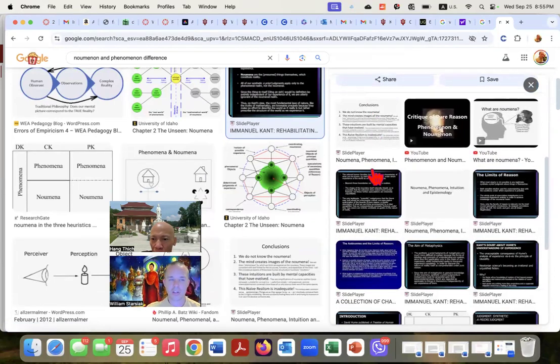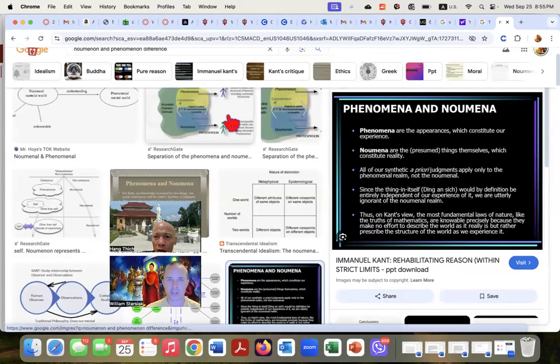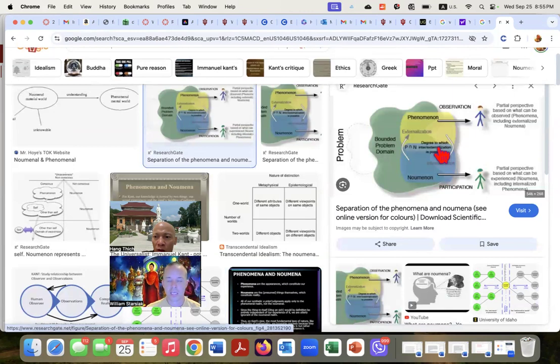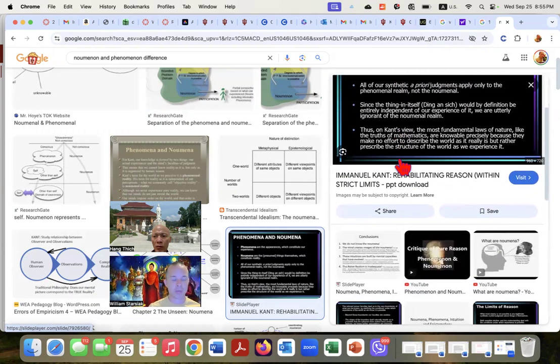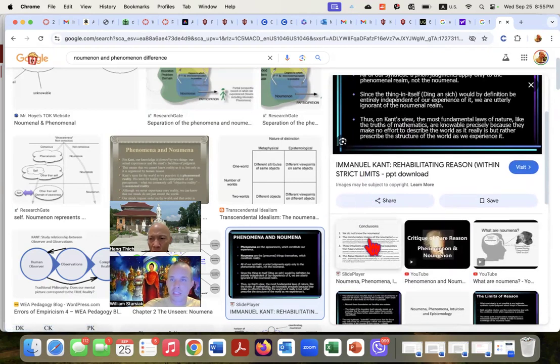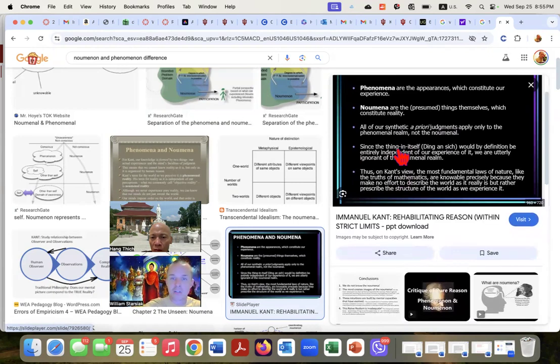Yeah, the first chart you pulled up seemed a little out of left field from how I understood it. Opposites. Yeah, because in this one, the last one you had up, it's saying that the noumena is really unknowable by our general understanding of things, the fourth bullet point. Since the thing itself would by definition be entirely independent of our experience of it, we are utterly ignorant of the noumenal realm.